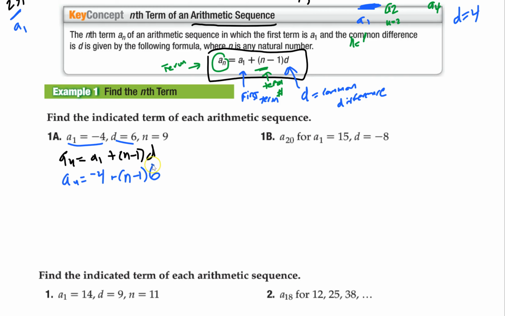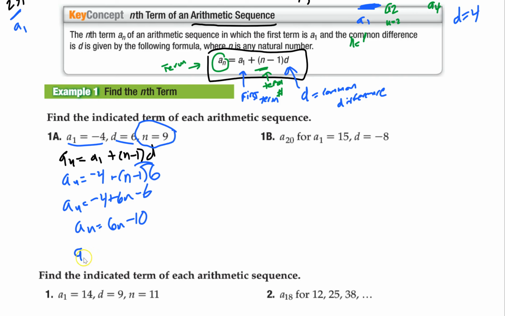I can do a little math to make this prettier. Negative 4 plus 6n minus 6. So An equals negative 4 minus 6, which is 6n minus 10. That's a general formula. Add the two numbers together, 6n.